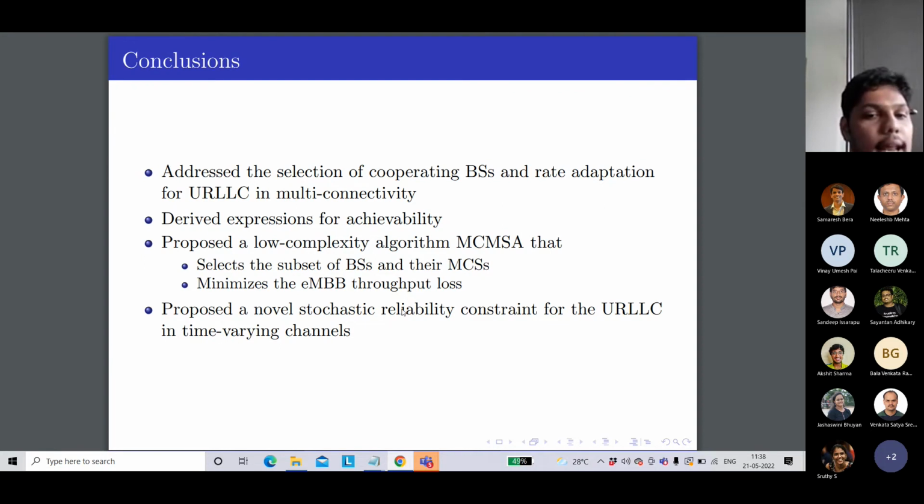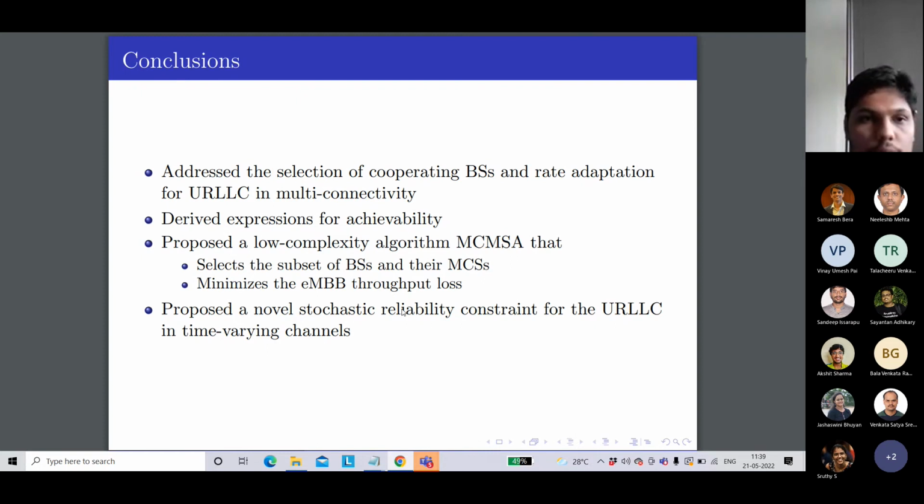For the time varying channels case, we saw the instantaneous BLER requirement cannot be met. Therefore, we proposed a novel stochastic reliability for URLLC, and we also saw how to derive the conditional probability for JT and OT in both fading scenarios.